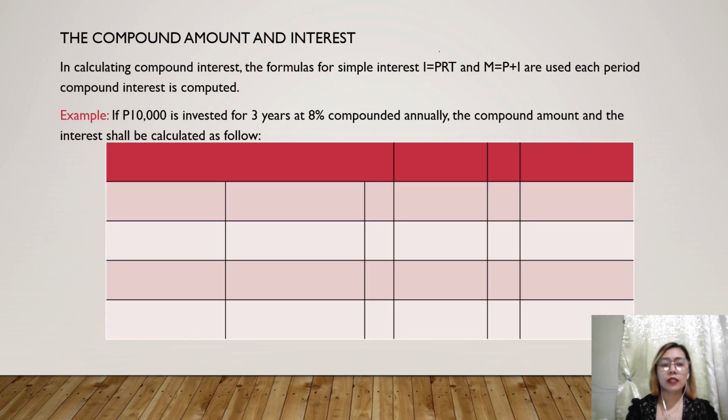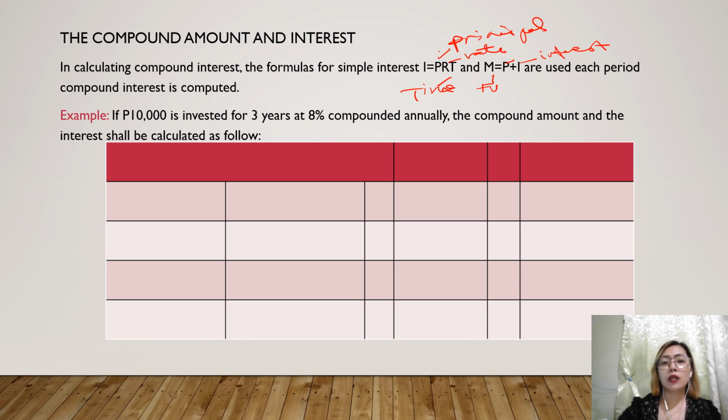Okay. In calculating compound interest, the formula for simple interest is I equal to PRT, wherein P is your principal, R is your rate converted into decimal, T is time in years, and F is the future value. P is principal, and I is interest. Okay? So, we can use the formula for simple interest, and also the formula for future value, which is the sum of the principal and the interest.